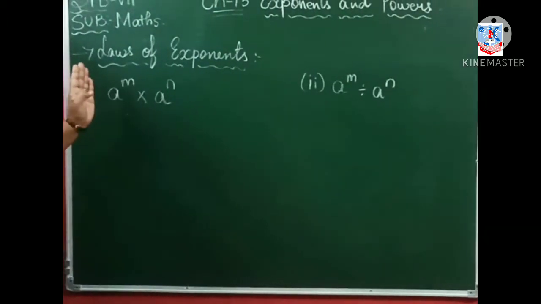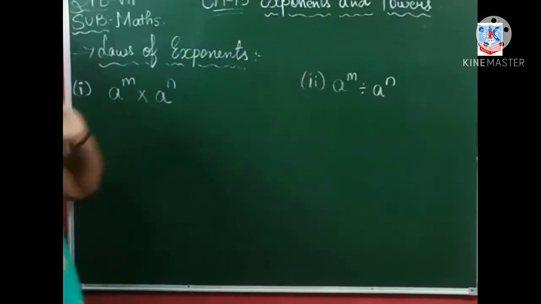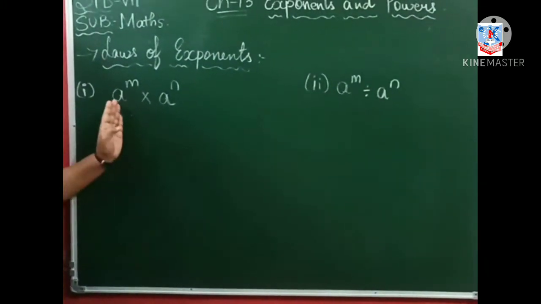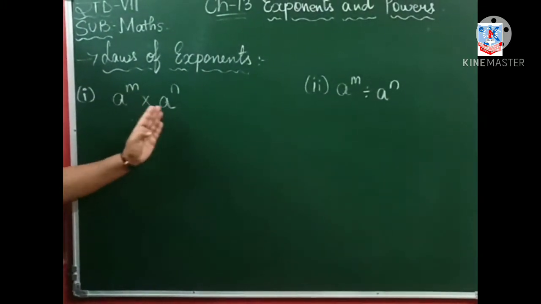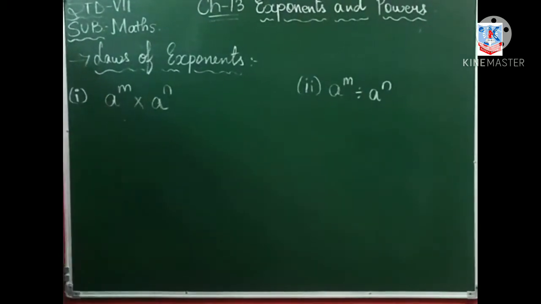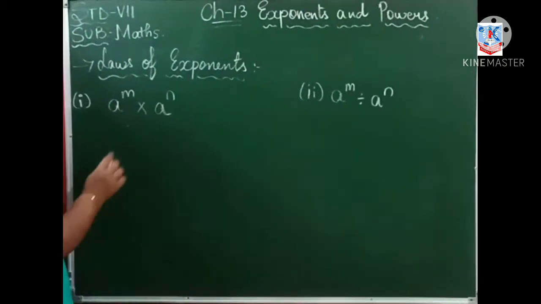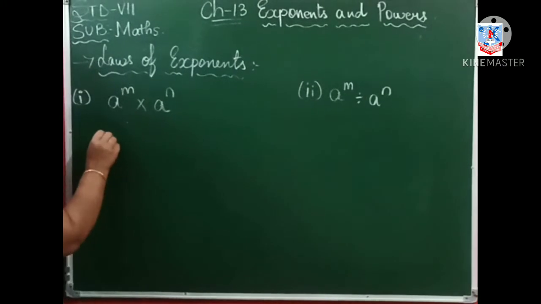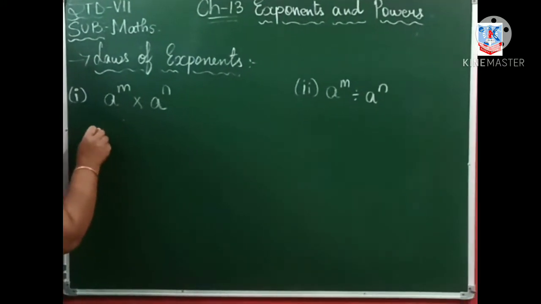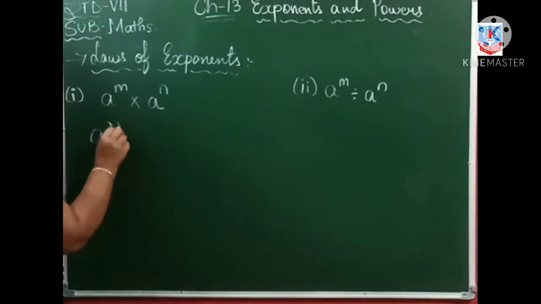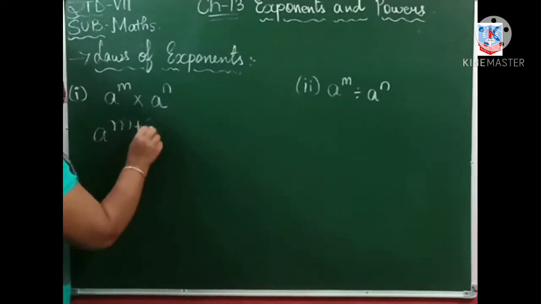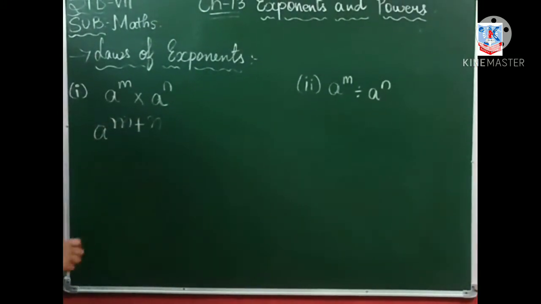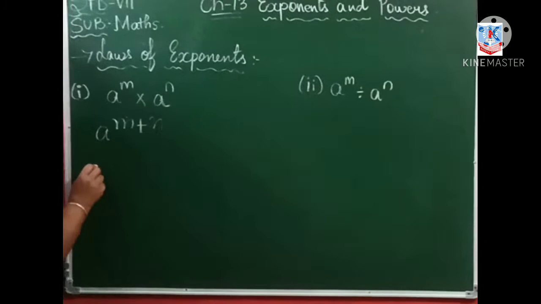Next is laws of exponents. First, a raised to the power m multiplied by a raised to the power n. Now see, the bases are the same. So we can write this as a raised to the power m plus n.